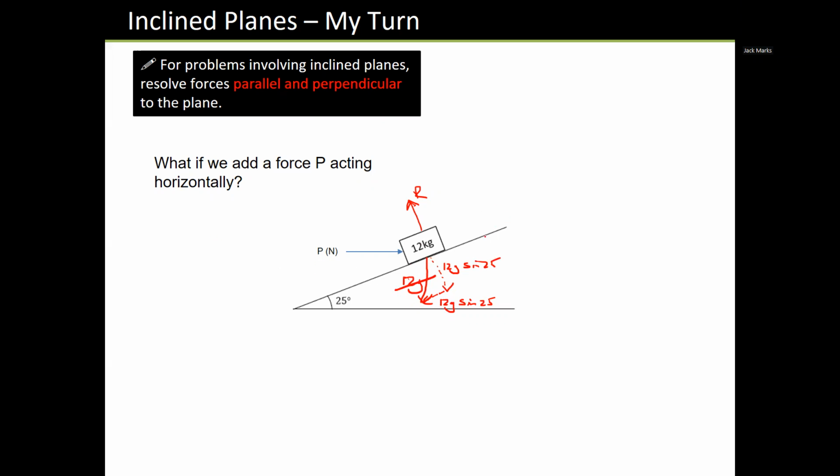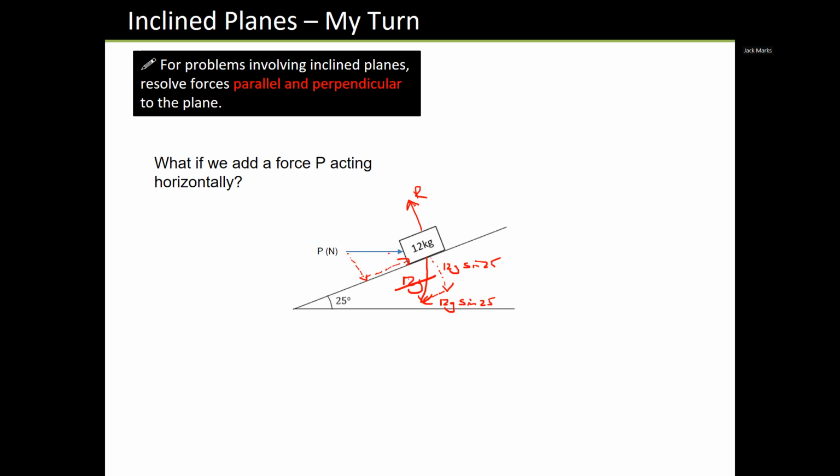So how do we handle this force here that says P? Well, you've got to draw a right angle triangle that will give you parallel and perpendicular. How would that be drawn? Well, it would be something like this. I'm going to make the arrows add together.